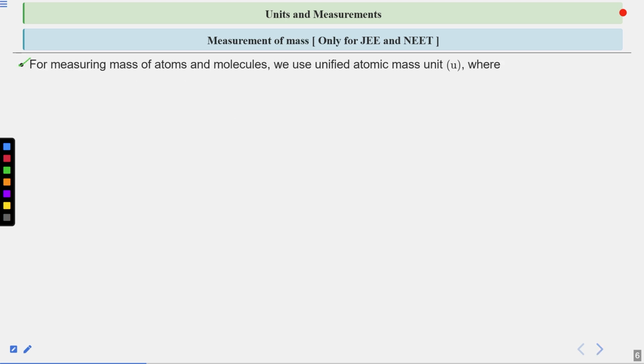For measuring the mass of atoms and molecules, we use the unified atomic mass unit denoted by u. If we want to measure the mass of any molecules and any atoms, we use the unified atomic mass unit. It is the representation to measure the mass. So 1 atomic mass unit is equal to 1.66 into 10 raised to the power minus 27 kg. So this is the conversion.